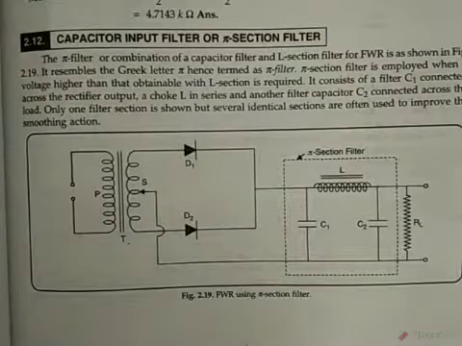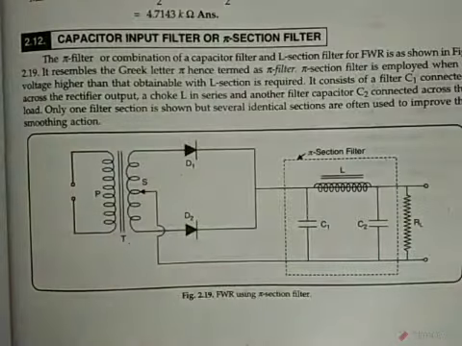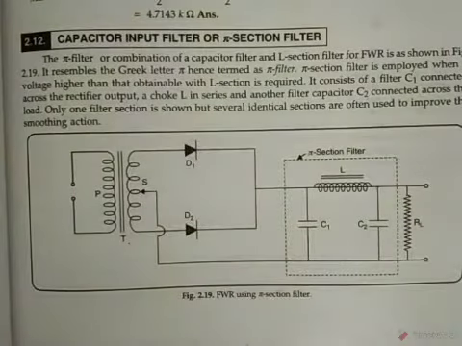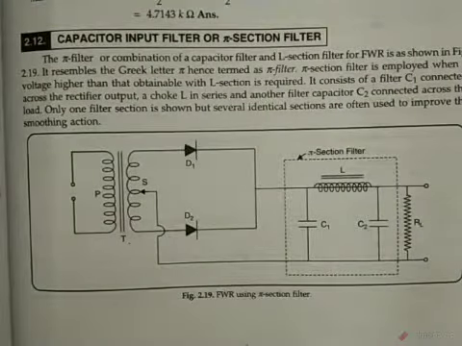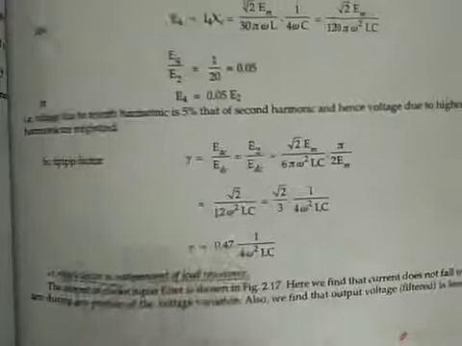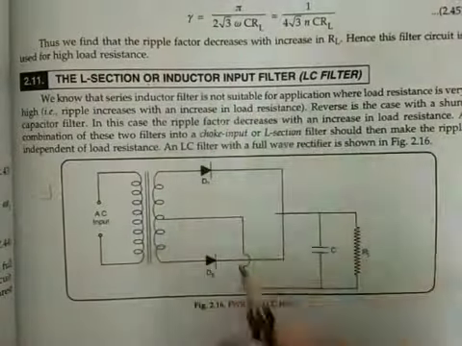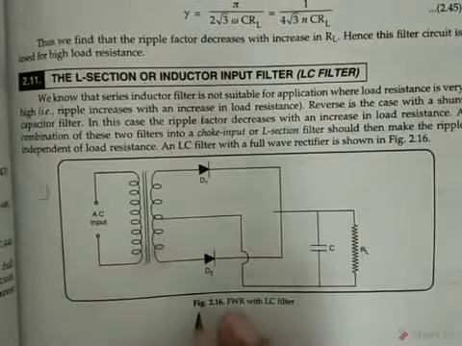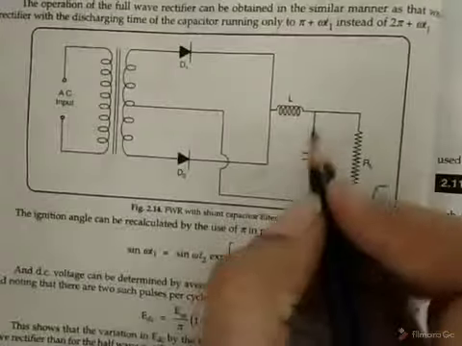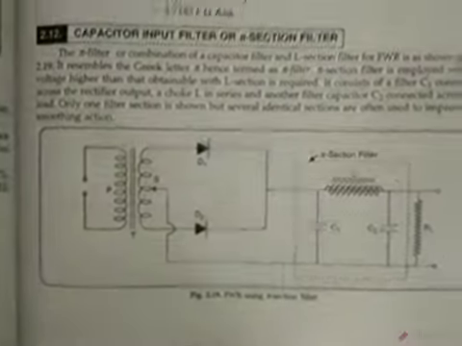Today we are going to discuss the capacitor input filter or pi section filter. Earlier we discussed the LC filter, which was a kind of inductor input filter. So you can see the inductor input filter here. In the input part there was an inductor, but now we are doing the reverse case.